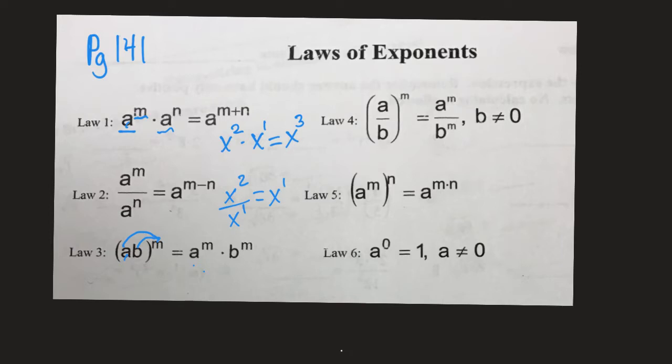And then we are on law 4, same thing, and instead of multiplication, we have division. You're going to take that m and give it to both the a and the b. Now, the crucial exception is when b is equal to 0, because if you had b equal to 0, then, well, you're going to be dividing by 0, and we can't have that.